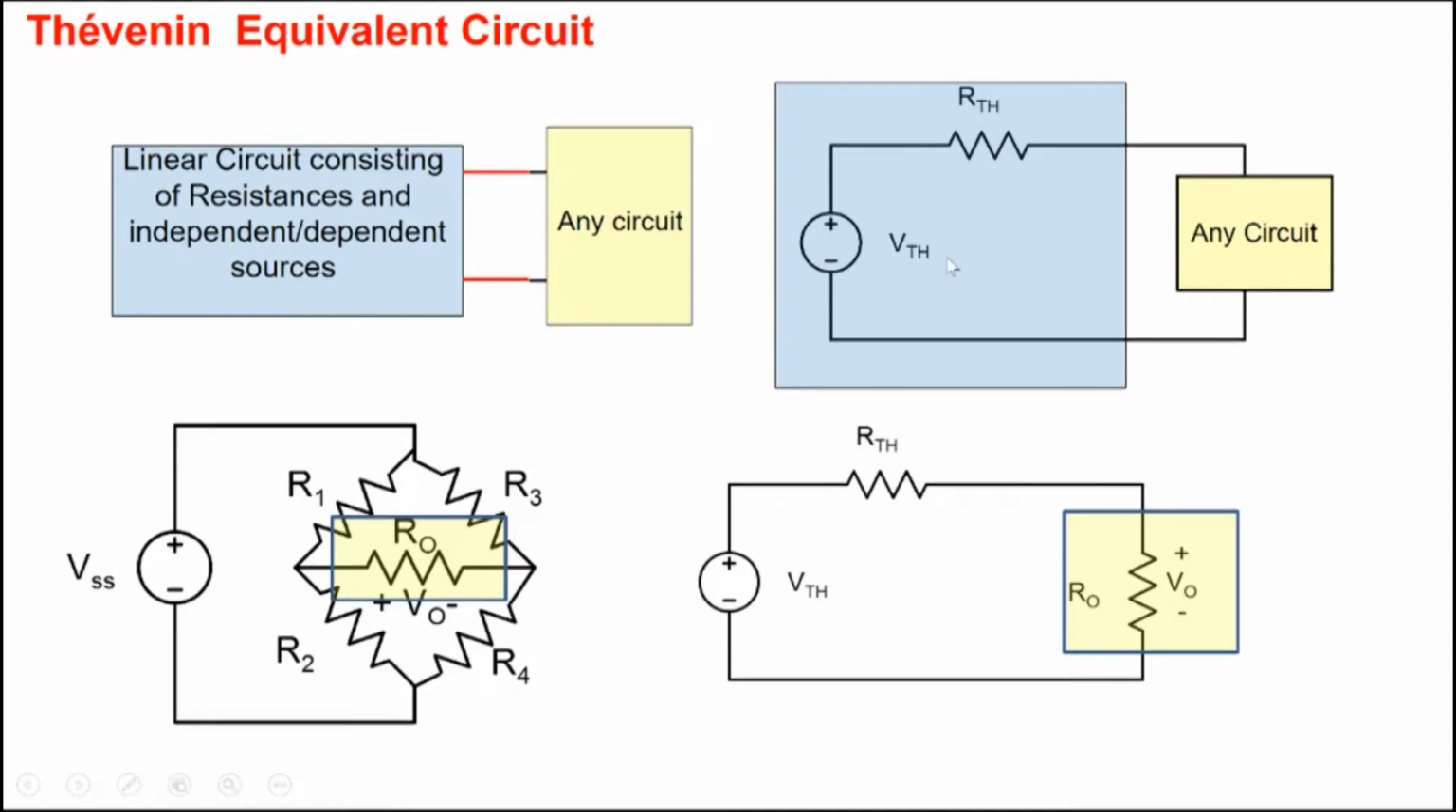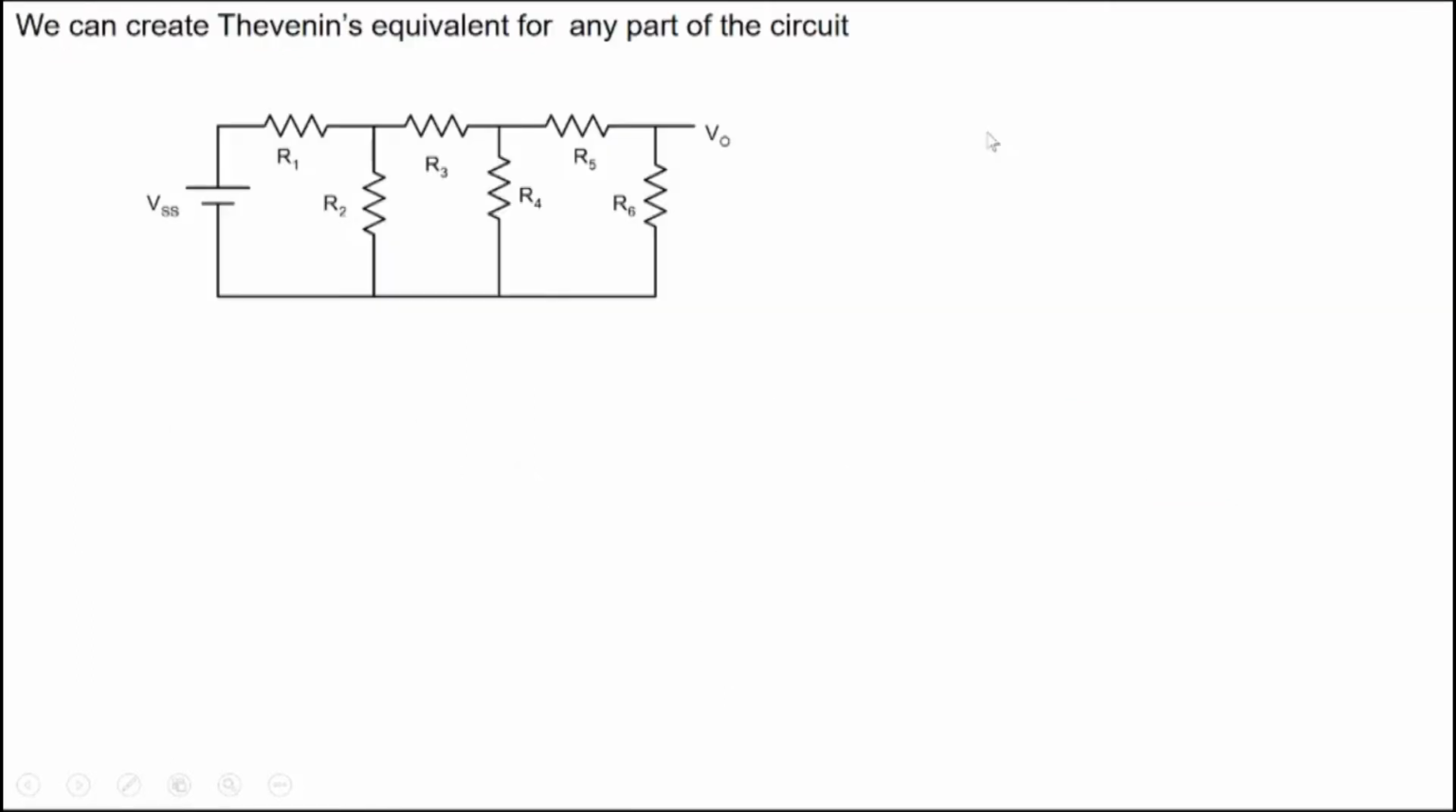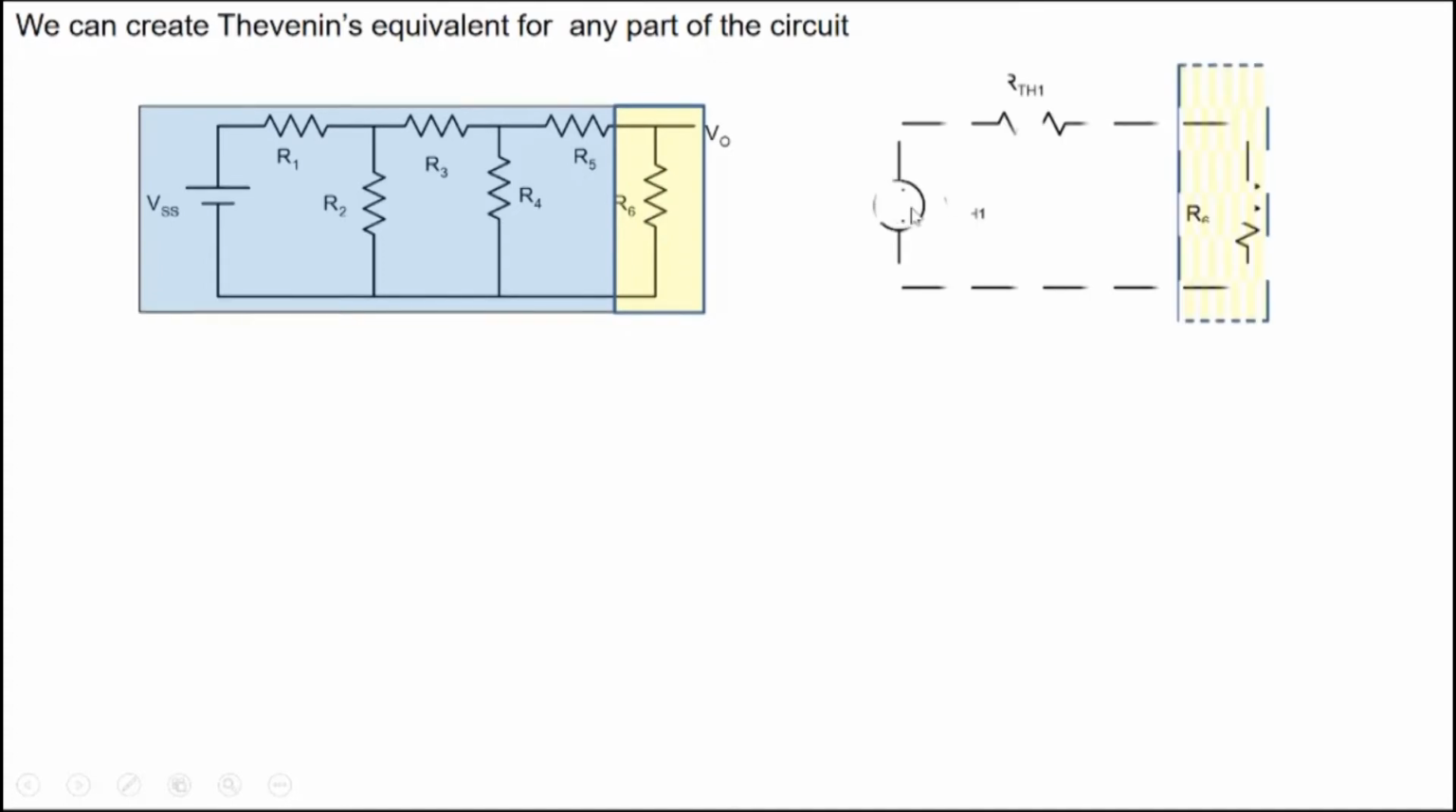So how do we determine these values of VTH and RTH? By the way, you can apply Thevenin's equivalent to any part of the circuit, as we've been saying. So let's say we have a circuit given like this. You could apply Thevenin's equivalent to this part here, right? And if you apply Thevenin's equivalent to this part, this voltage source, and we have 5 resistors, they can all be replaced by a single voltage source and a single resistor. The rest of the circuit, in yellow, remains the same.